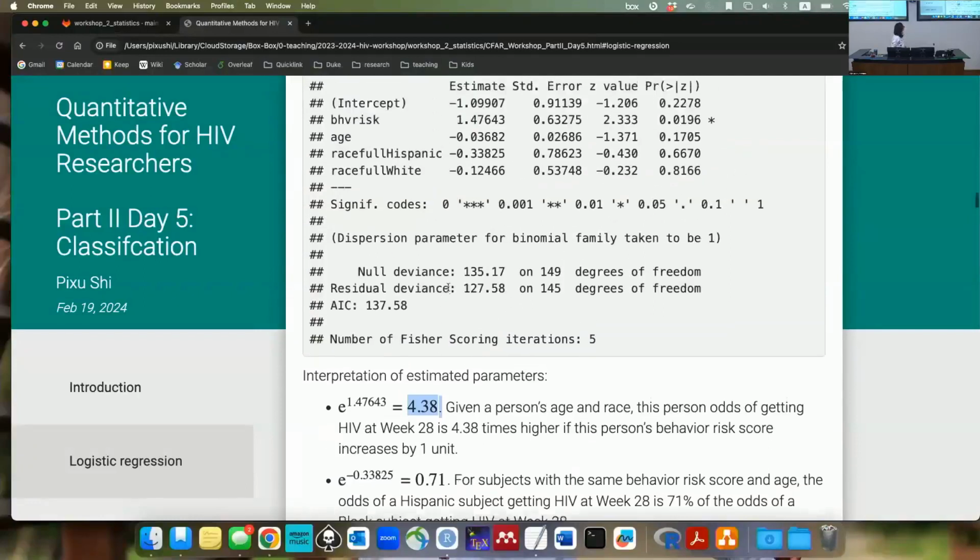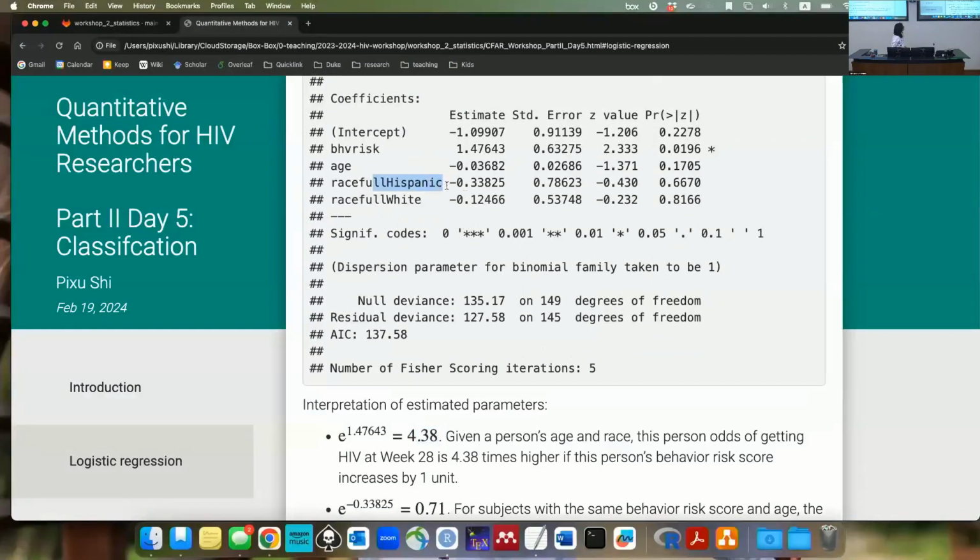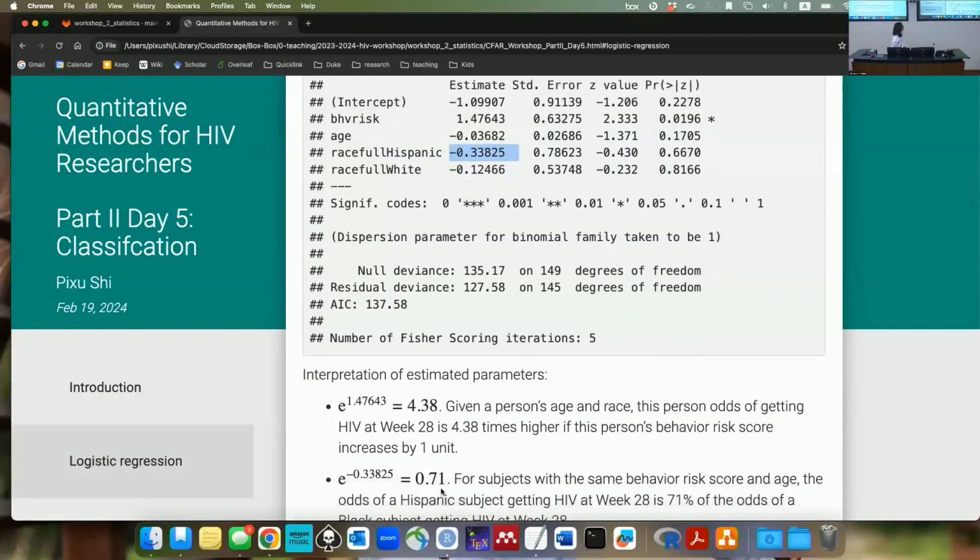And suppose you are trying to interpret one of these categorical predictors. For example, the Hispanic coefficient, even though it's not significant, you can still interpret it. If you take the exponential value of this, it is 0.7, which means that the odds of a Hispanic patient getting infection, divided by the odds of a Black patient, is going to be 0.7. So the odds of a Hispanic patient is 70% of the Black patient.